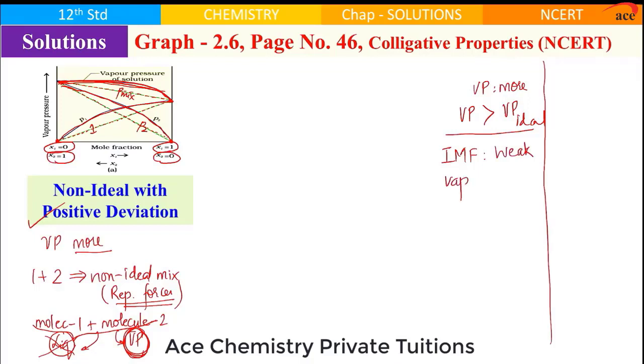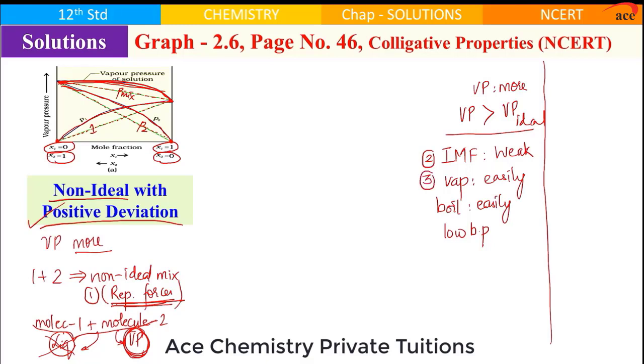Forming vapors is easy. If forming vapors is easy, what about boiling? Boiling is also easy. That means they have low boiling point. So non-ideal mixture with positive deviation has repulsive forces. One conclusion: intermolecular forces are weak, or you can call them repulsive. They form vapors easily. That means their vapor pressure is more, and they will boil easily. That means they will have low boiling point.